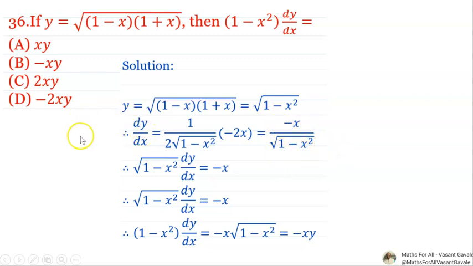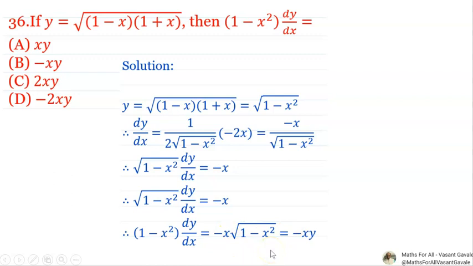आता या टर्मला आपण कशाने मल्टिप्लाय करणार? That is, we will multiply here 1 minus x square. हे डिवायडेड आहे, हे इकडे मल्टिप्लाइड होणार. Therefore, root of 1 minus x square into dy by dx is equal to minus x. दोन्ही साइडला, or if you multiply on both sides by root of 1 minus x square, that is root of 1 minus x square into root of 1 minus x square, you will get 1 minus x square into dy by dx is equal to minus x into root of 1 minus x square.